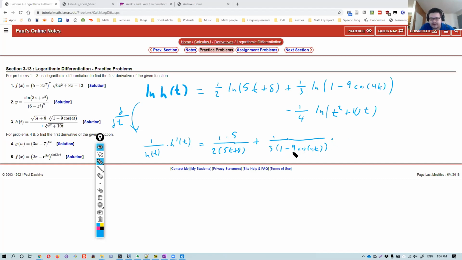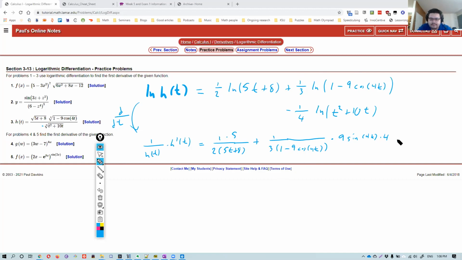Now I take the derivative of the inner function, this 1 minus 9 cosine 4t. The derivative of this is going to be, cosine becomes positive, so this will be 9 sine of 4t times an extra 4, because the 4t is an additional function inside of the cosine.